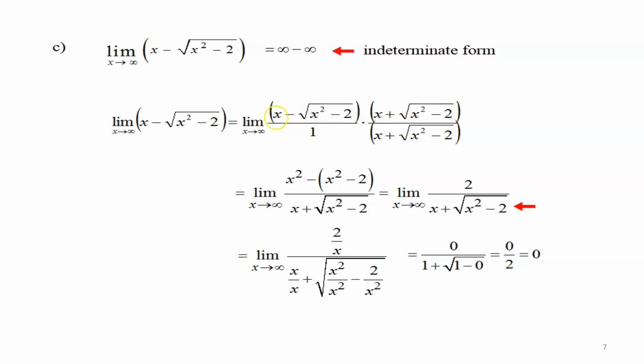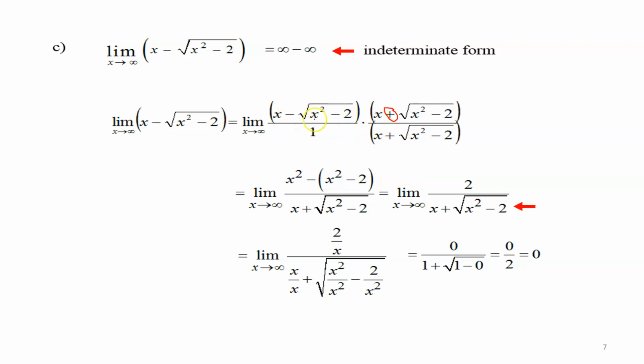Okay, so you're going to multiply it with the conjugate. So you see over here, x minus square root of x squared minus 2. So the conjugate will be x plus square root of x squared minus 2. The only difference is that this one is minus, this one is plus. So again, this whole thing is actually equal to 1. Okay, this one you just follow the upper part. Now you can expand it.